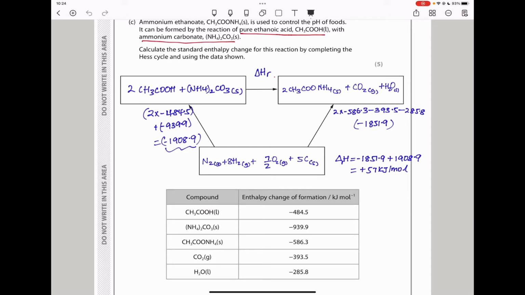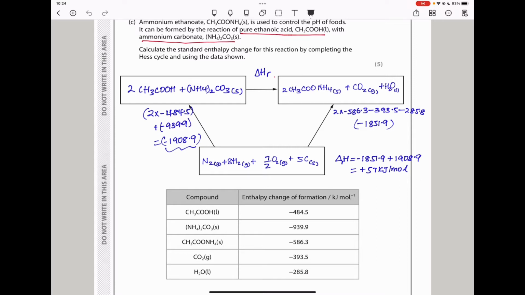So we have ethanoic acid and ammonium carbonate producing this, and then we have carbon dioxide and water for that whole reaction. However, they've given us the enthalpies of formation. So remember, an enthalpy change of formation is when 1 mole of a certain compound is formed from its elements at standard conditions. So to form this, we need to have carbon, we need to have hydrogen, and we need to have oxygen. To form this one here, we need carbon, hydrogen, nitrogen, and oxygen. So you can see I have nitrogen, hydrogen, oxygen, and carbon as elements in this table.